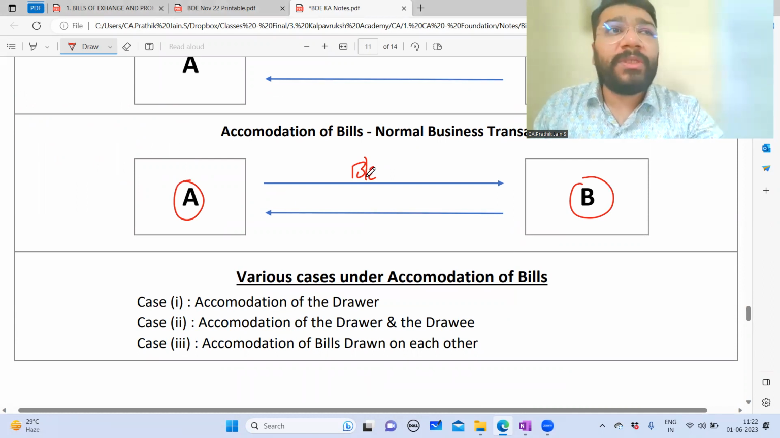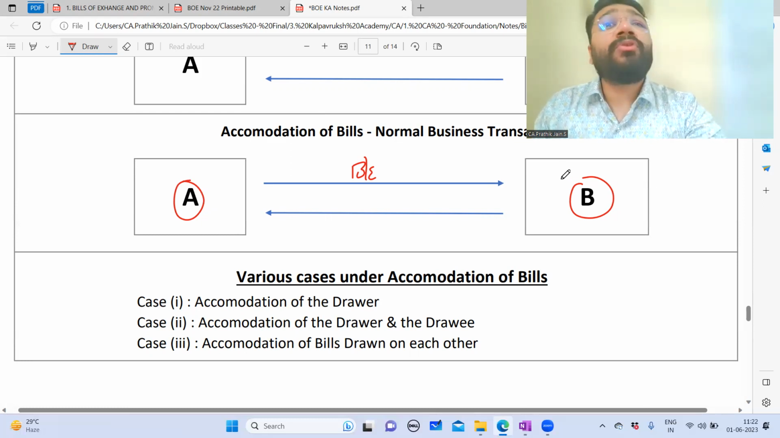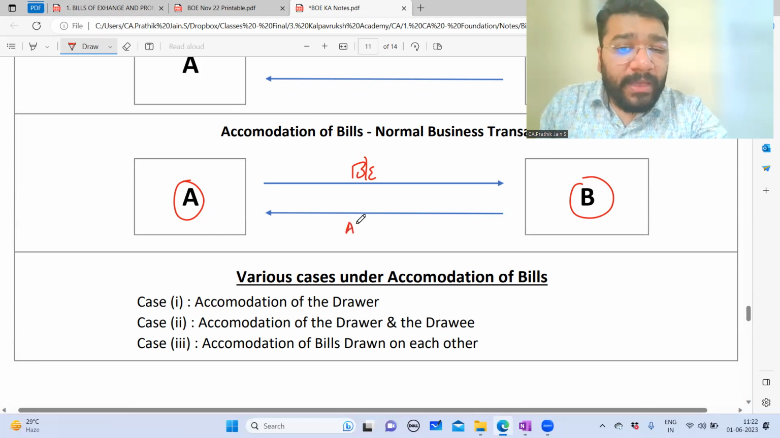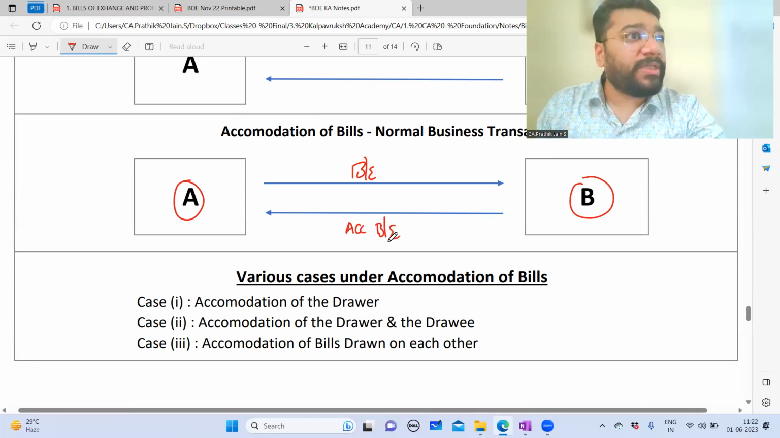No genuine transaction means what? A is not selling any goods to B, nor is A providing any services to B, but still he is preparing a bill of exchange and sending it to B, asking B to make the payment on a future date, to which B does acceptance. So B accepts this bill of exchange.